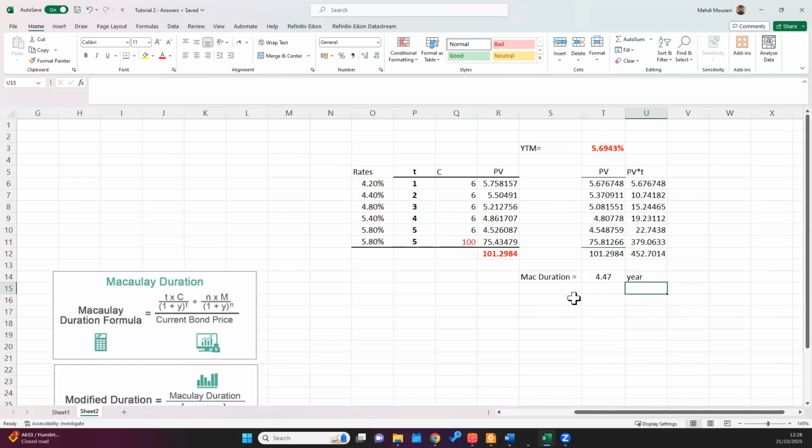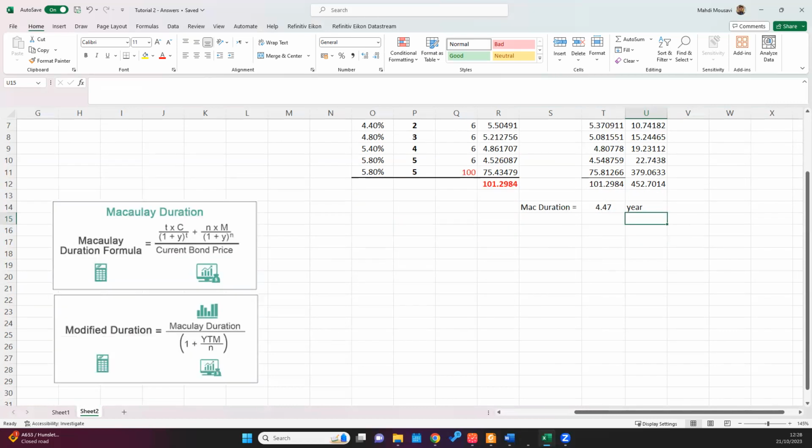So how can we interpret it in terms of risk? If a bond has got higher Macaulay duration, it means that it takes longer for the initial investment to be recovered. And as such, that bond is more risky.